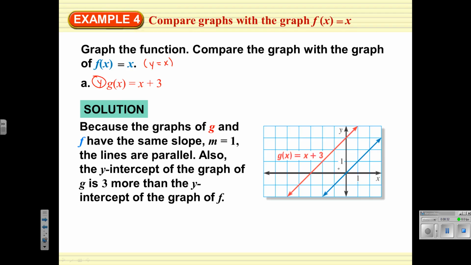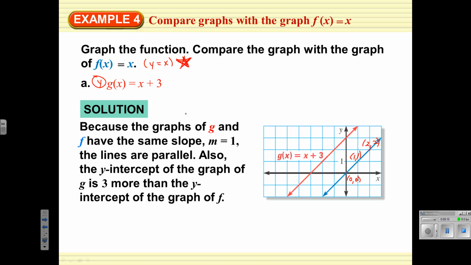So here is my graph of the blue one, f of x equals x. Notice 0, 0, 1, 1, 2, 2. What do you notice? Whatever x is, y is. Does that make sense? Because y equals x. So if x is 1, y is 1. If x is 2, y is 2. If x is negative 4, y is negative 4. So that's our graph of f of x equals x. And you need to star this because you will be using this a lot in your assignment, on your test, and in your study guide.